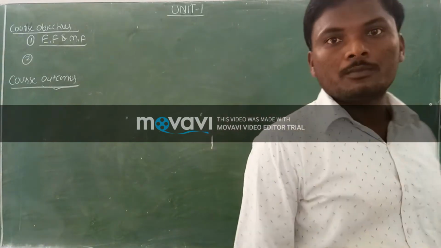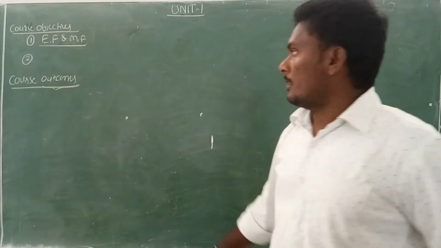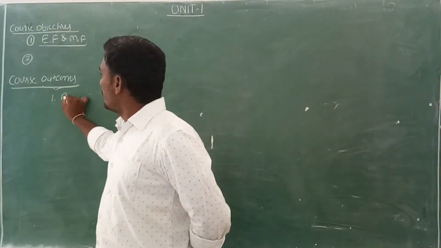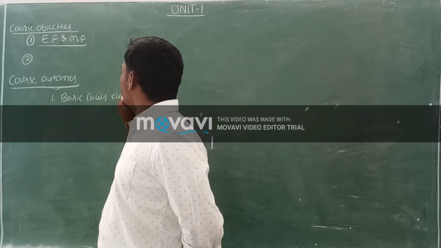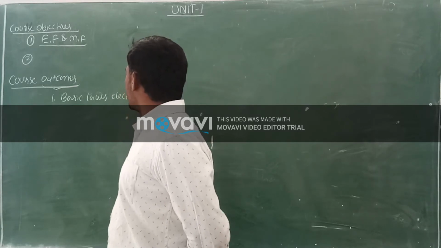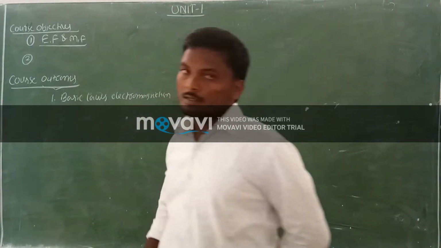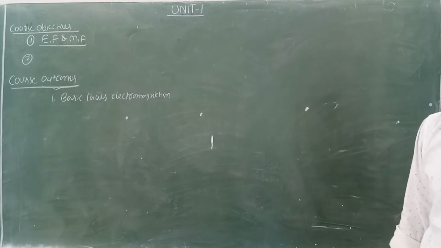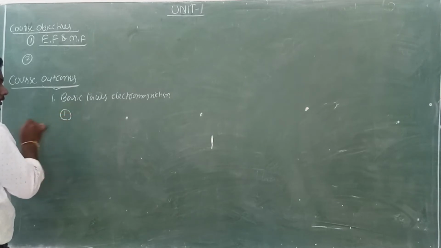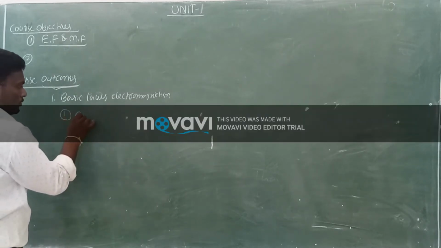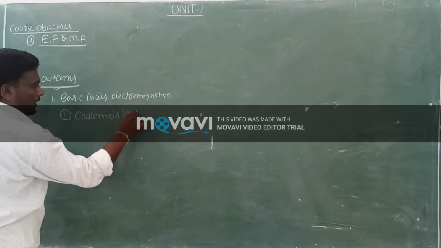After completion of this subject, as a student, you should understand the basic laws of electromagnetism. As a student, you should be able to understand the basic laws of electromagnetism. What are the basic laws of electromagnetism here? In this subject, the first law which we are going to study in this unit is Coulomb's law.